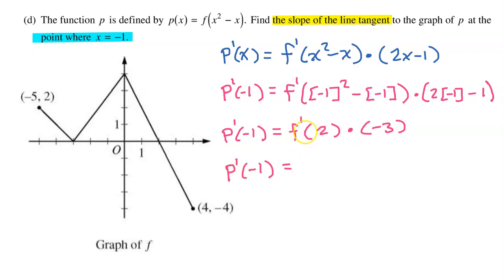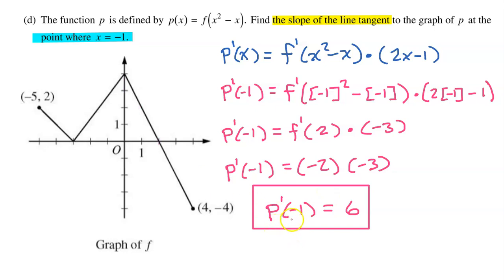To evaluate f prime at 2, we need the slope of f at 2. This is the graph of f, and here is f at 2. What is the slope in this interval? Well, it seems to be down 2 over 1, down 2 over 1. So this slope is -2. So we end up with -2 times -3. In other words, p prime at -1 is equal to 6. So that's it. The slope of the tangent line at x equals -1 is 6.